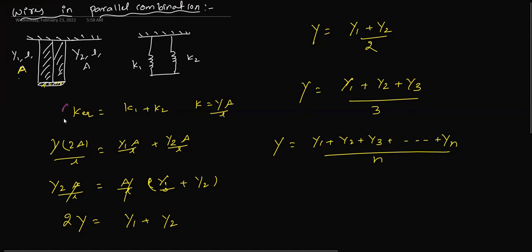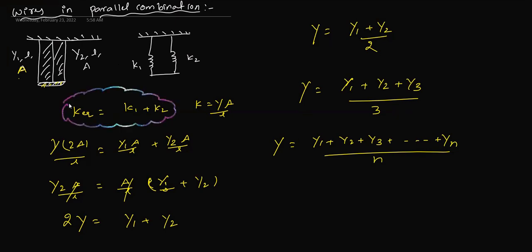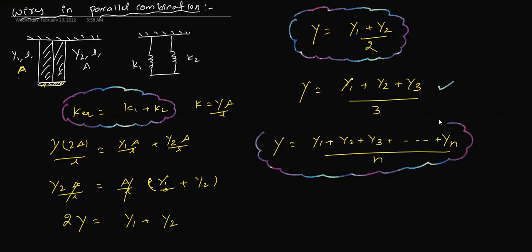So we know that K equivalent is nothing but K1 plus K2, which we know already. So if two wires are connected in parallel combination, what do we know here? Y equivalent equals Y1 plus Y2 by 2. If they give three wires, we will get it like this. If they give n wires, now we need to remember this formula for sure.